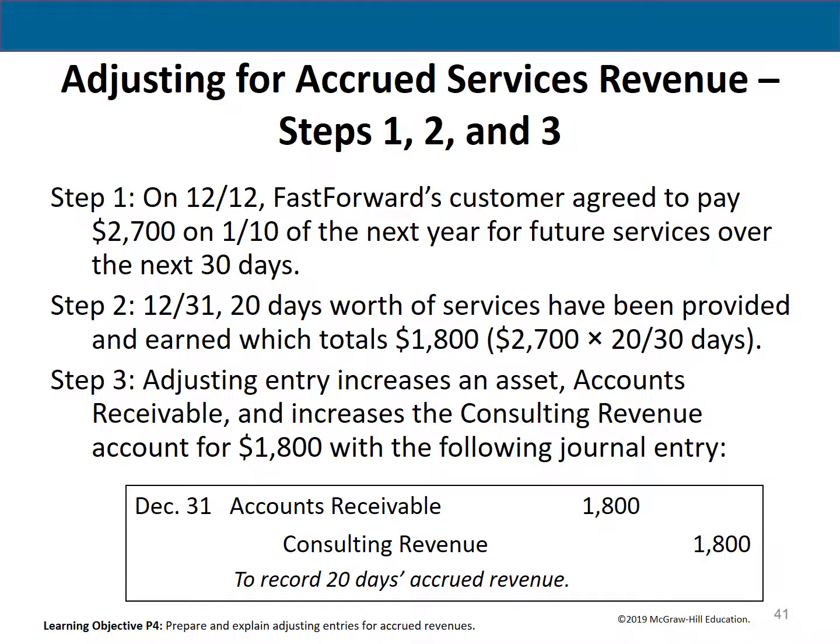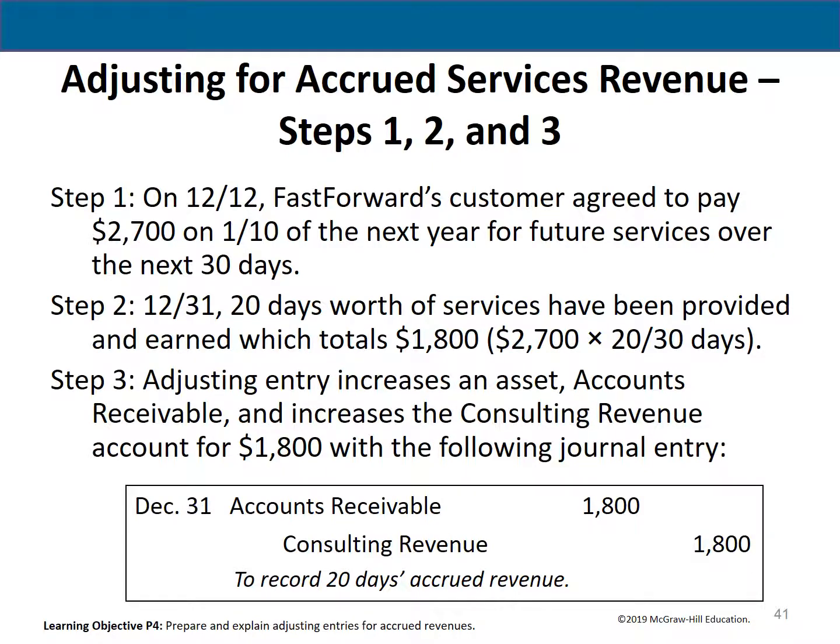December 12th, Fast Forward's customer agreed to pay $2,700 on January 10th of the next year for future services over the next 30 days. Great. On December 31st, 20 days worth of services have been provided and earned, which totals $1,800. Now they're not paying till next year, and we've already completed $1,800 of services, 20 of the 30 days. We just don't go, oh, well, we didn't bill them. I guess we don't record revenue.